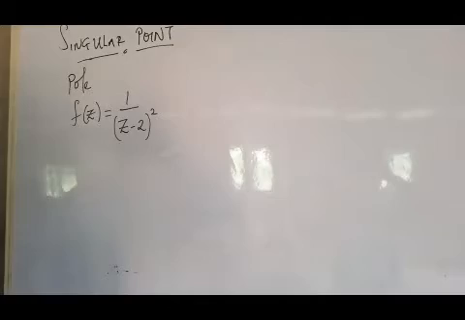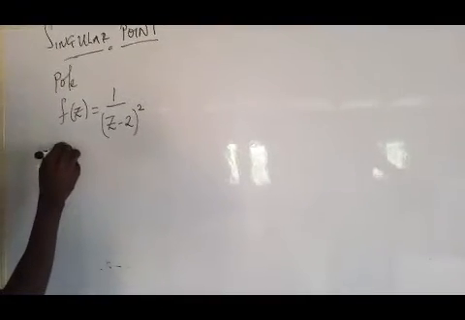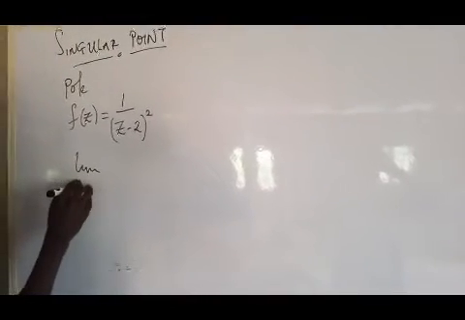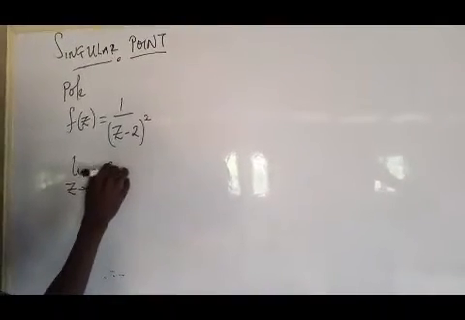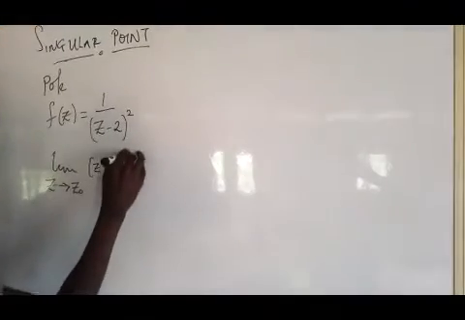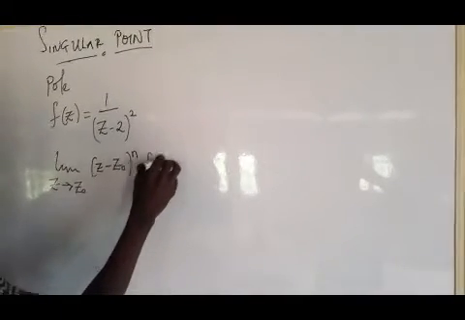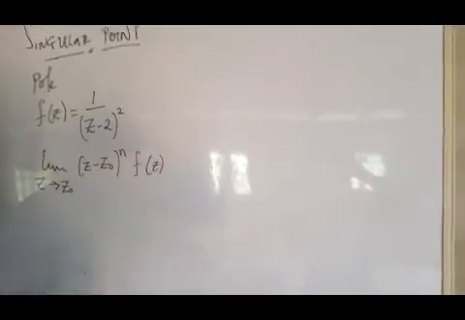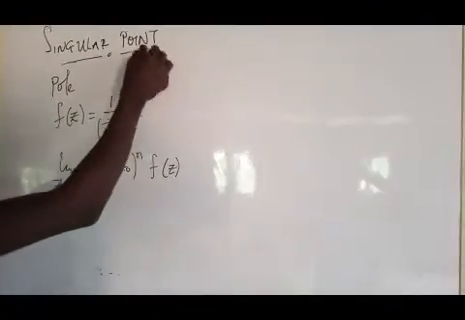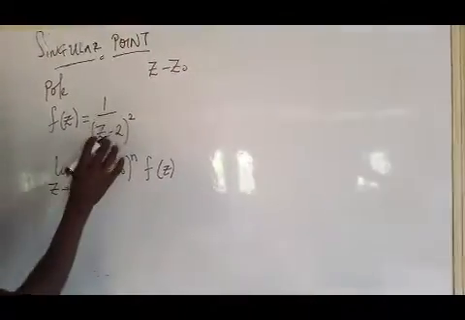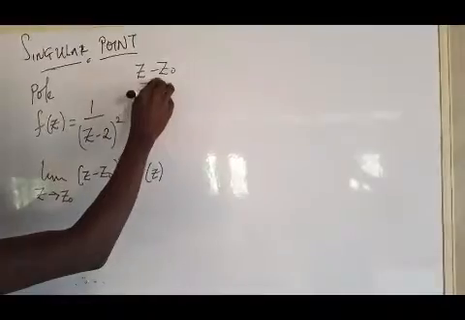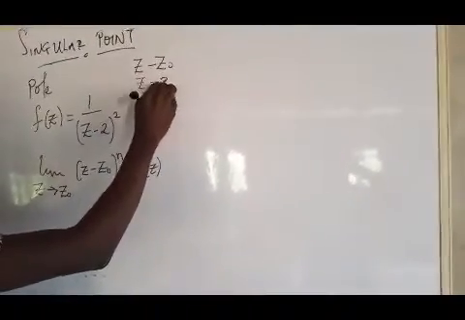If I have this particular question and I'm told to find the order, how will you do it? Don't forget the formula is what? Limit as z tends to z naught of z minus z naught all raised power n multiplied by f of z. Now from here, we said z minus z naught. So if you look at this, you see we have z minus 2.